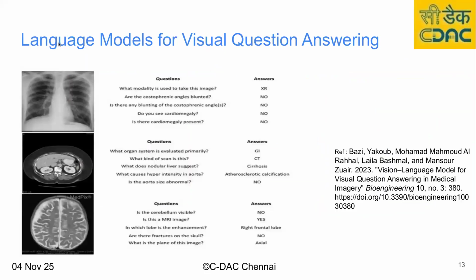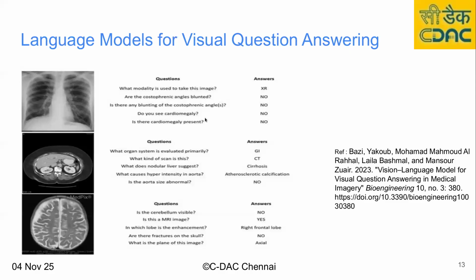And with recent development in AI, we have language models for visual question answering. Along with the image, if you ask a question, you know ChatGPT, many of you, it will give the answer. So here we can ask, do you see cardiomegaly? Cardiomegaly is enlargement of the heart. When this question is asked, the AI model is able to detect the size of the heart. If the size of the heart is greater than 50% of the width of the X-ray, then cardiomegaly is present, so it will answer yes. Here there is no cardiomegaly, so it is answering no.